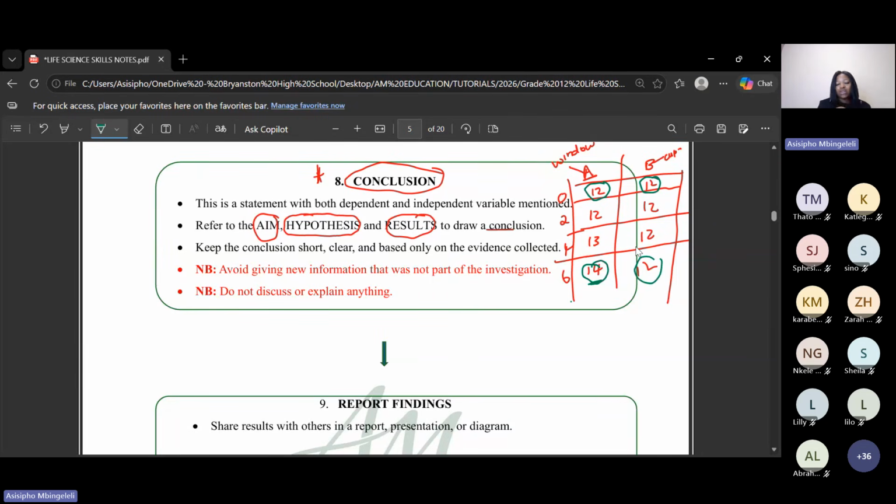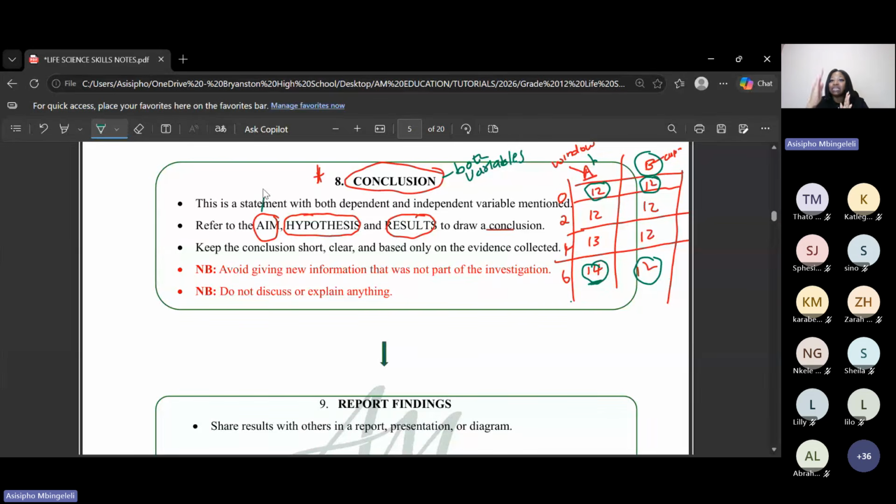You cannot then reference your conclusion on plant A and plant B in your answer. Your conclusion must have both the variables, and it is supposed to be answering your aim based on the results. Now, what would be your conclusion here? Remember, the aim was to determine the effect of light on plant growth.